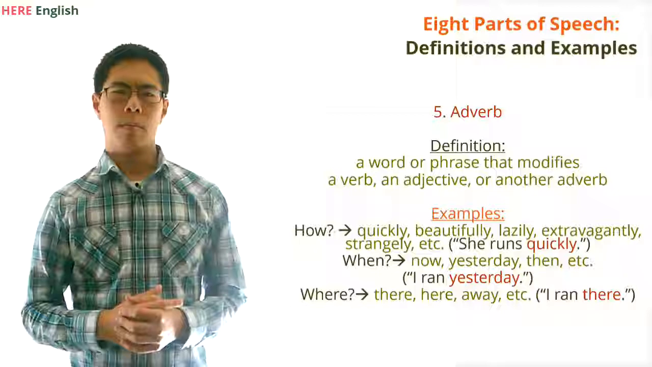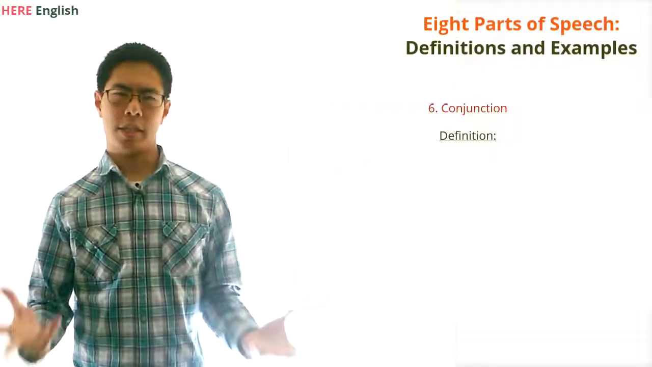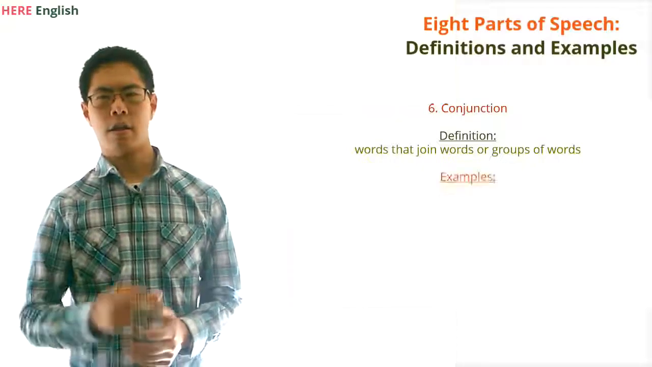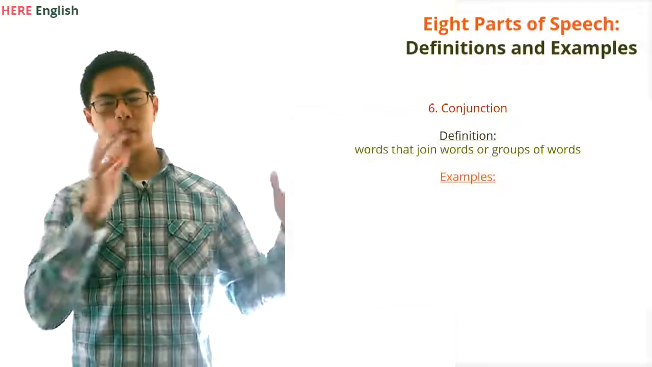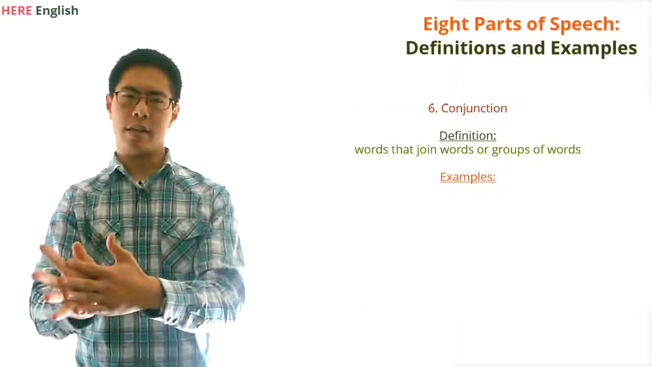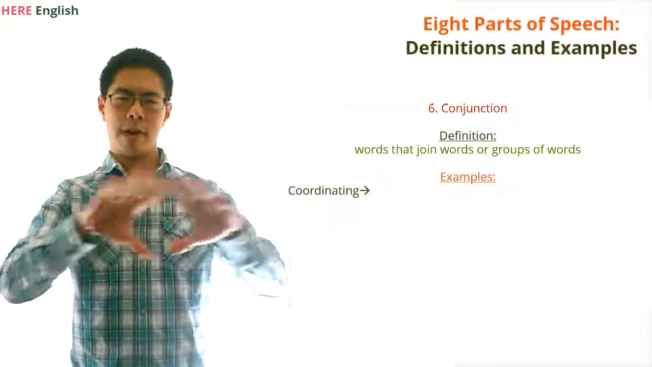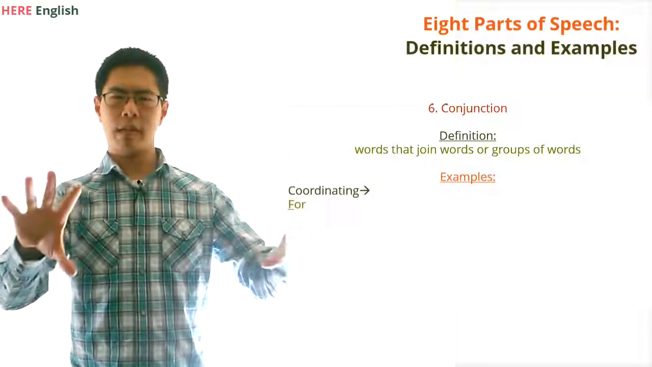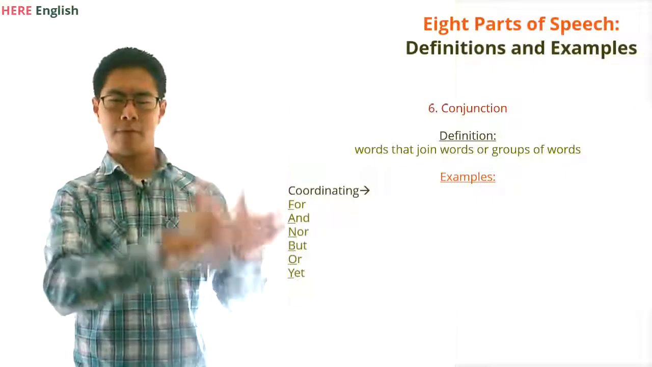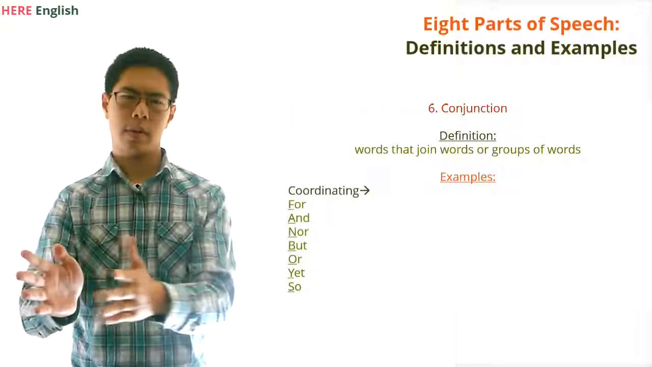Moving on, what about conjunctions? What are conjunctions? Conjunctions are words that join words or groups of words. There are 3 categories of conjunctions: coordinating conjunctions, correlative conjunctions, and subordinating conjunctions. Coordinating conjunctions can be thought of as the fanboys conjunctions, where each of the letters in fanboys stands for each of the coordinating conjunctions: for, and, nor, but, or, yet, so.